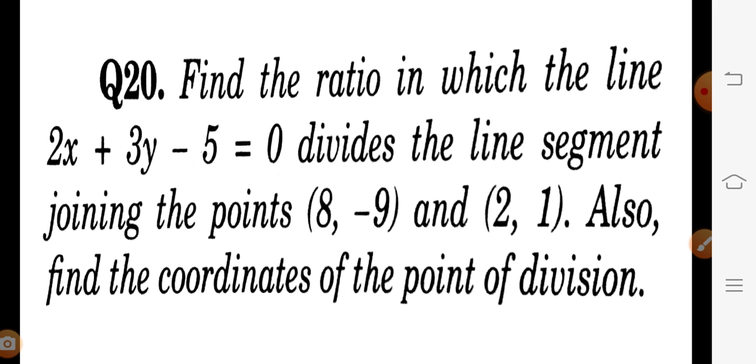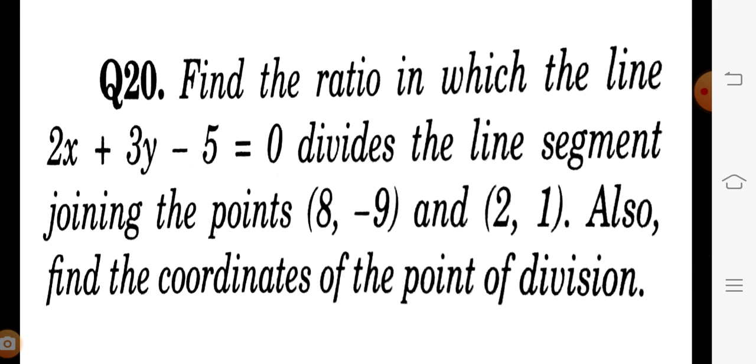Let us solve one more question, and this is not from the NCERT book. This is from the optional exercise or the NCERT exemplar. And the question is, find the ratio. We have to find the ratio. It means that we have to take the ratio as k ratio 1.